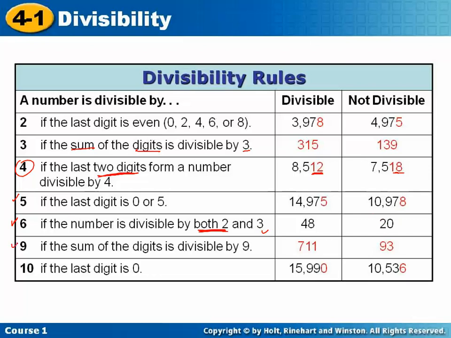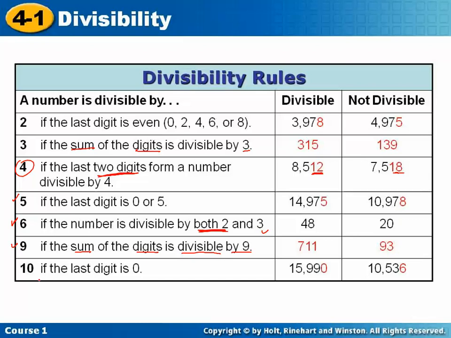Okay, number 9, the sum of the digits. This is kind of like the rule for 3, except it has to be divisible by 9 this time. So 7 plus 1 plus 1. 9, and 9 will go into 9. Perfect. So that means I know 9 is going to go into 711. Cool. How about this? 9 plus 3, that's 12. 9 is not going to go into that. We're good. But this will be divisible by 3 though, right? Because 3 goes into 12.